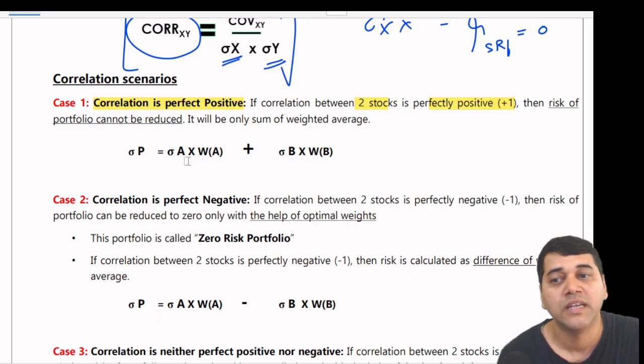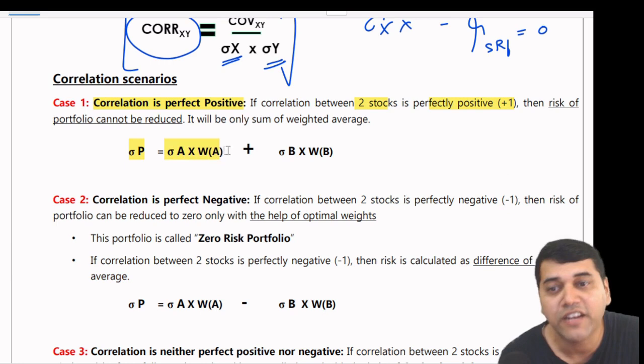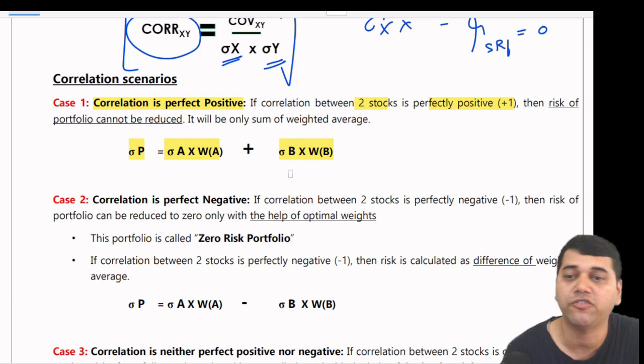That's why there's one simple method to calculate the risk of the portfolio. It is nothing but the weighted sum of the individual stocks' risk. So risk of A into weight of A plus risk of B into weight of B gives you the portfolio risk.